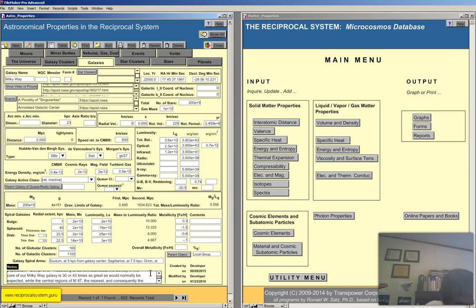Page 370. According to current estimates, the density in the core of the Milky Way galaxy is 30 or 40 times as great as would normally be expected, while the central regions of M87, the nearest and consequently the best known of the giants, are estimated to be at least 80 times the normal density. And page 371, this is our own Milky Way galaxy where we have the advantage of proximity and can observe details that would otherwise be beyond the scope of our instruments.